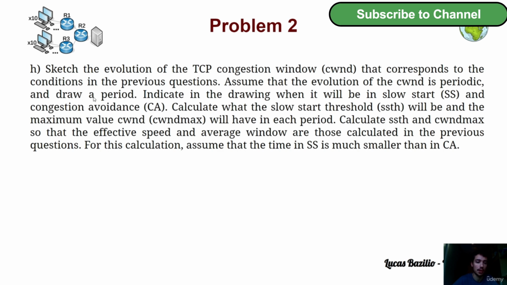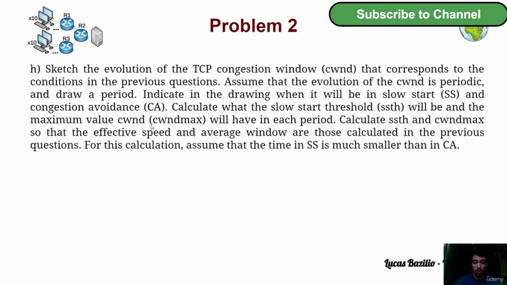So we only need to sketch the period of the congestion window, how this congestion window evolves as this period passes. Indicate in the drawing when it will be in the slow start phase and when it will be in the congestion avoidance phase. Remember that here in this problem, we use the congestion avoidance and slow start algorithm. Also, calculate what the slow start threshold is going to be and the maximum value that the congestion window is going to get.